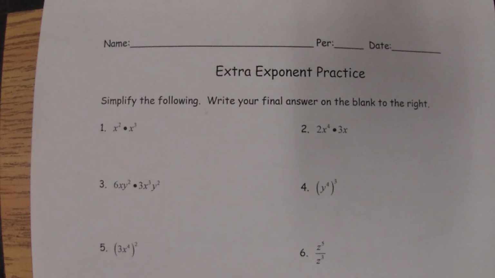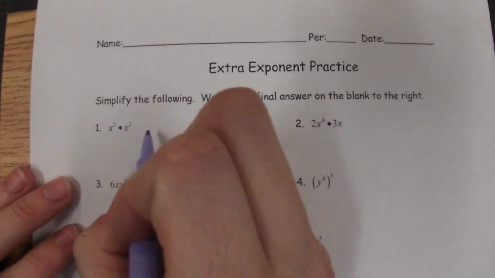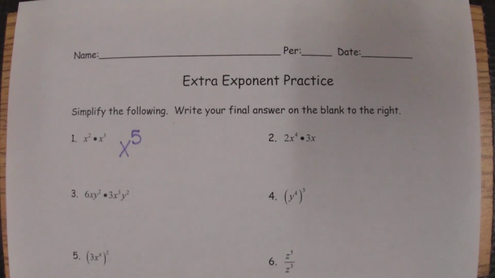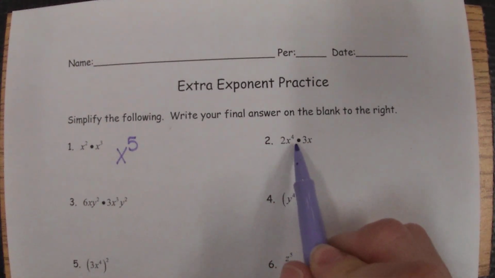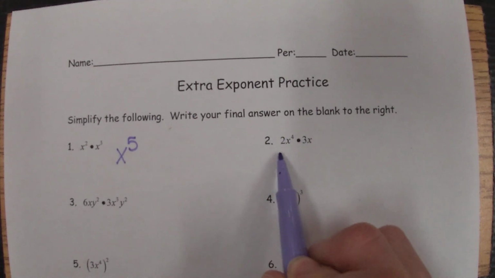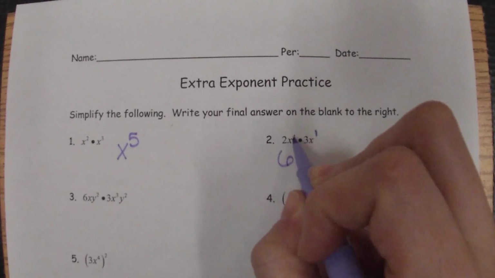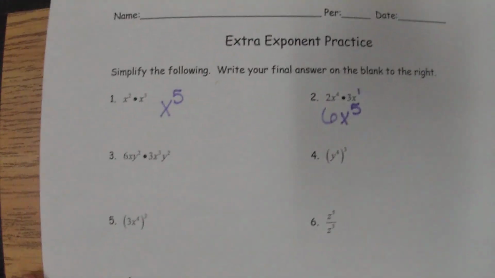So number 1, we are multiplying with exponents. When we multiply, we add, so that becomes x to the 5th. Number 2 is multiplication as well, but we have coefficients in front, so the large numbers we will multiply. 2 times 3 gives us 6. We will then add the exponents. 4 plus 1 gives us 5.